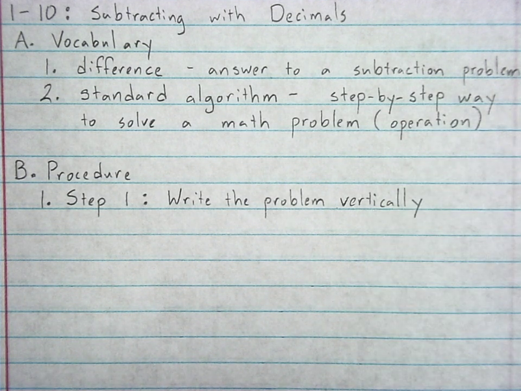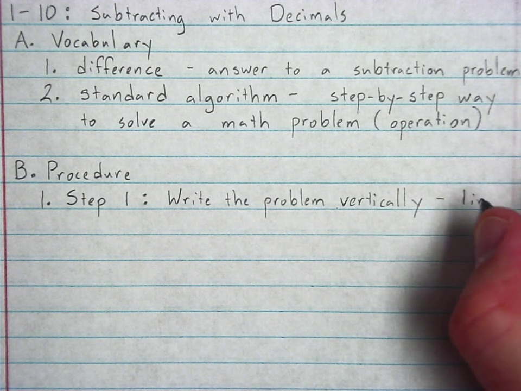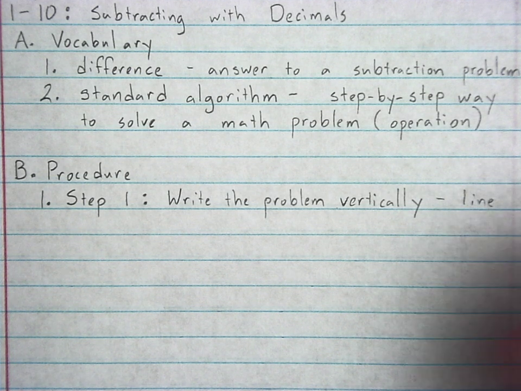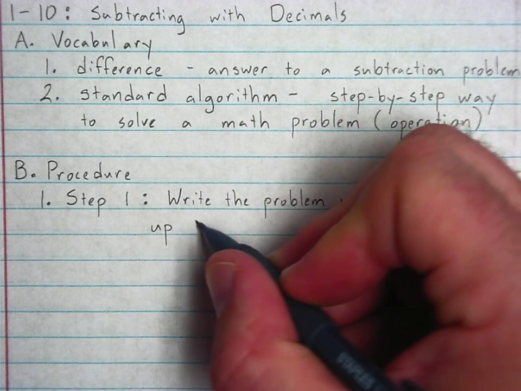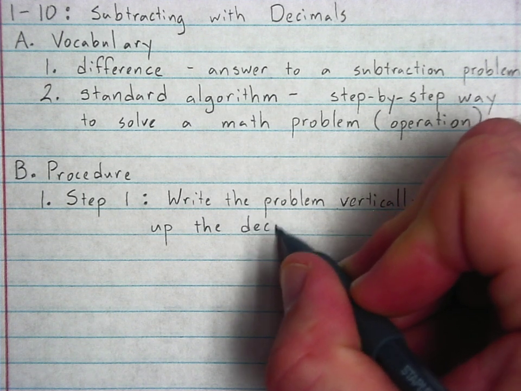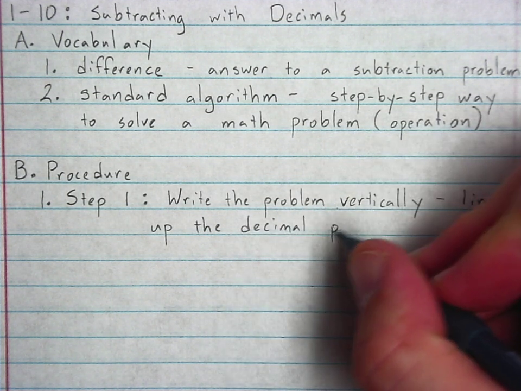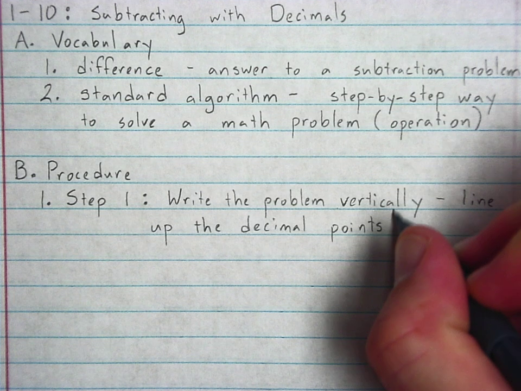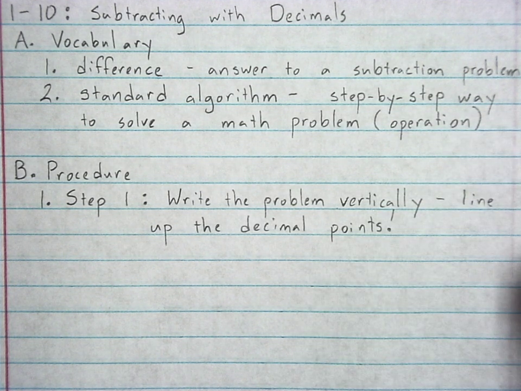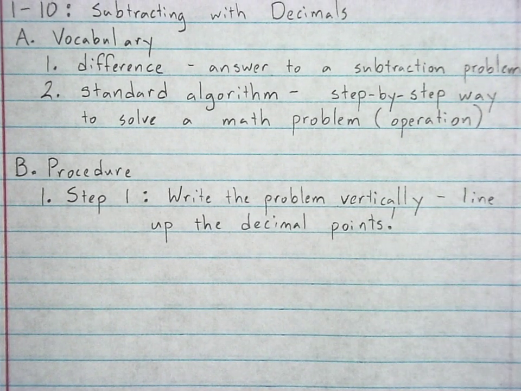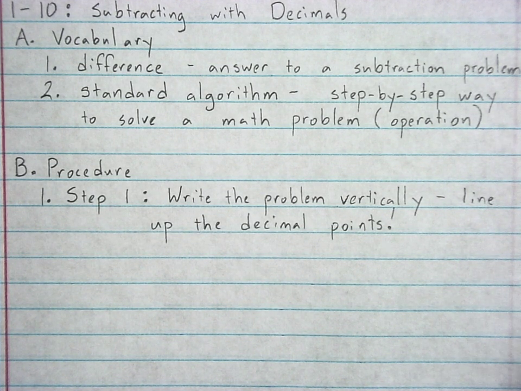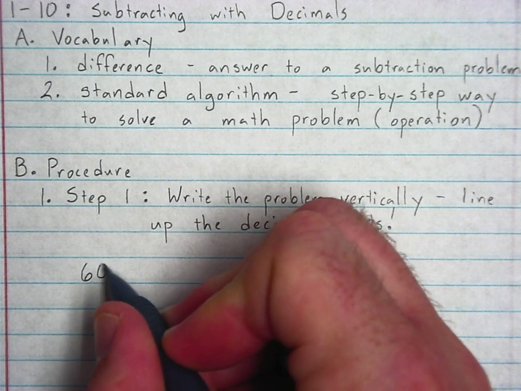When you write the problem vertically, you need to be careful to line up the decimal points. Now what you're really doing is lining up the place value that we've been spending so much time talking about. The ones and the ones, the tens and the tens, or tenths and tenths. But I think that finding the decimal point is usually the clearest and easiest way to do that. Let me show you what I mean. I'll slide the paper up in just a moment.